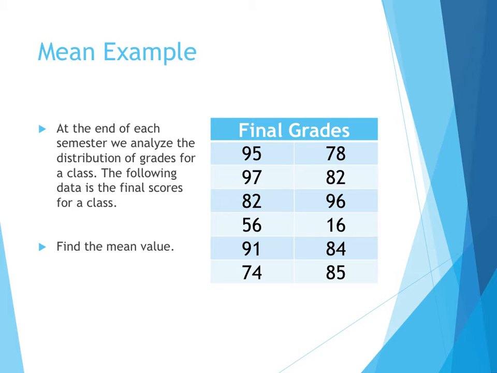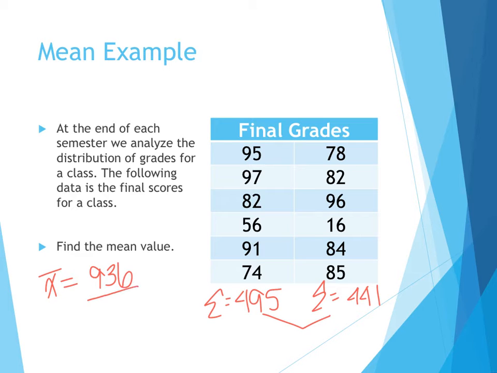So if I add up this first column, I get 495. And if I add up the second column, I get a sum of 441. Okay, so now I need to add these two pieces up. So 495 plus 441 gives me 936, over, and we have 12 pieces of data. So 936 divided by 12 gives us 78.